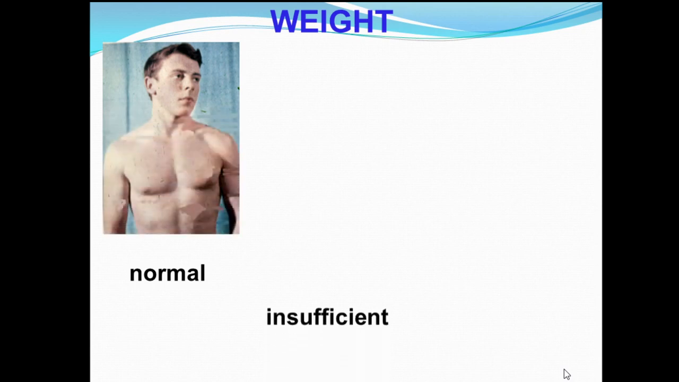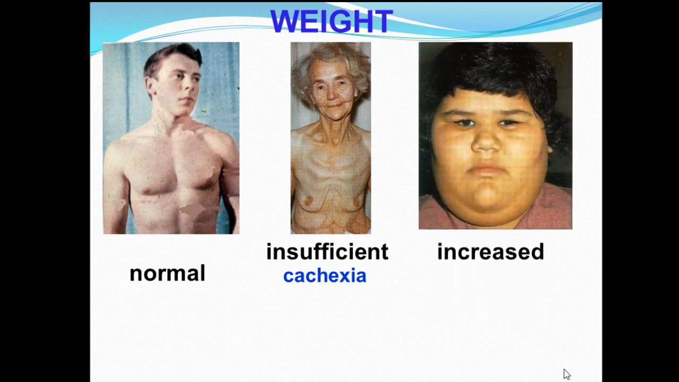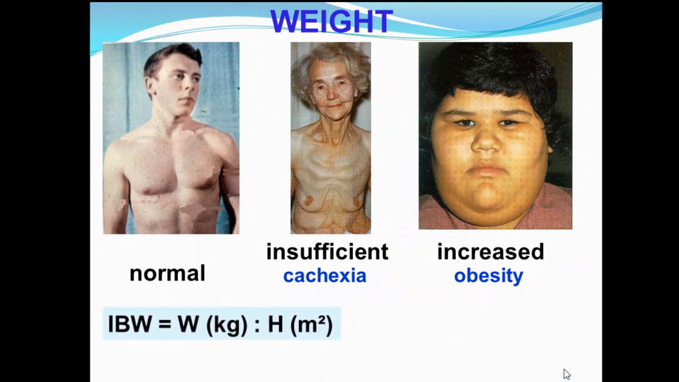Weight of the patient is tightly correlated with his height, and we distinguish normal weight, insufficient weight, which in grave condition leads to cachexia, and increased weight or obesity. Usually, we assess weight with different formulas, but more often we use the body mass index, which is counted when we divide the weight of the patient measured in kilograms by his height in meters squared. Normally it varies from 18.5 to 25. If less, we are talking about insufficient weight. If it's increased, we are talking about obesity.